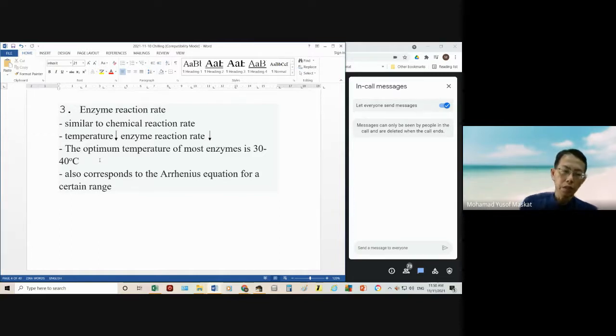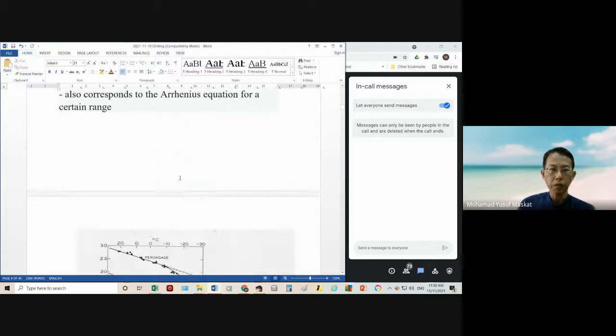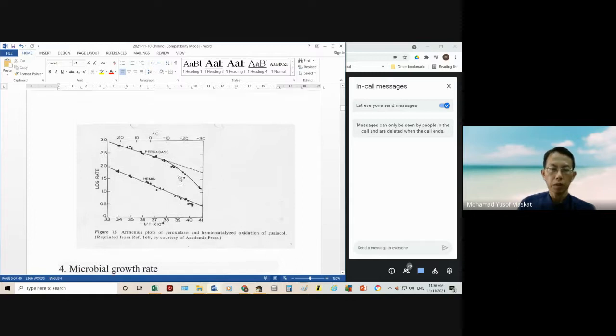The relationship between temperature and the reaction rate can be represented by the Arrhenius equation. It's similar to the one just now. This is an example, an Arrhenius plot of the oxidation of glycol. This axis is 1 over T.